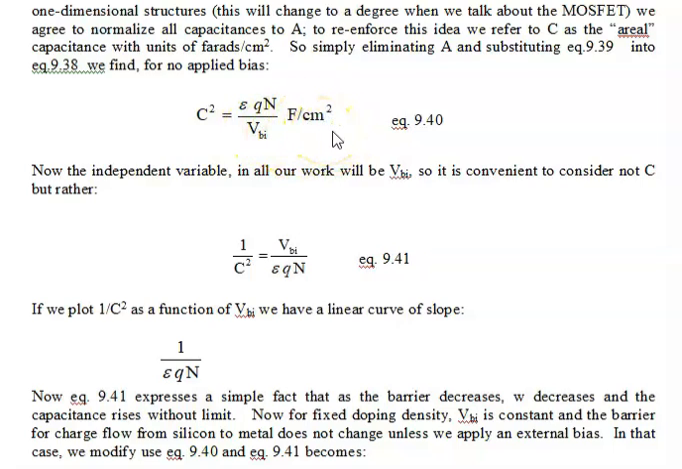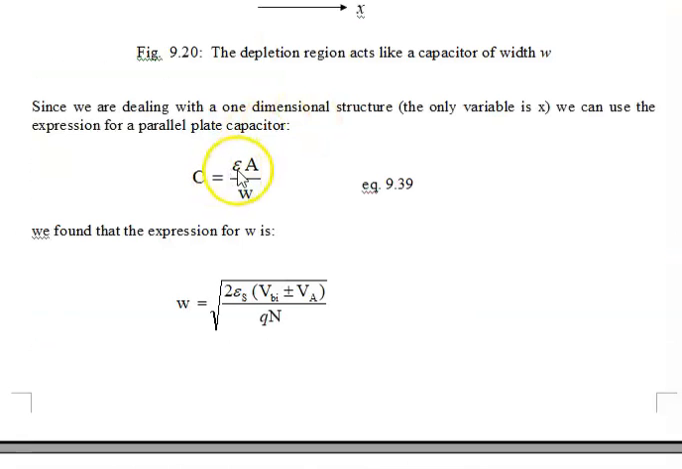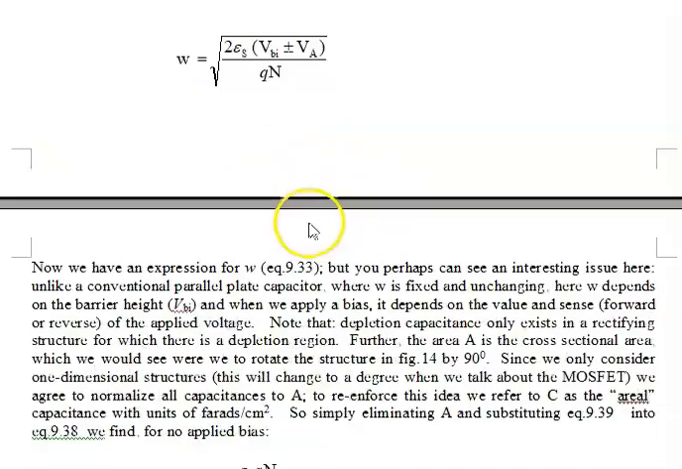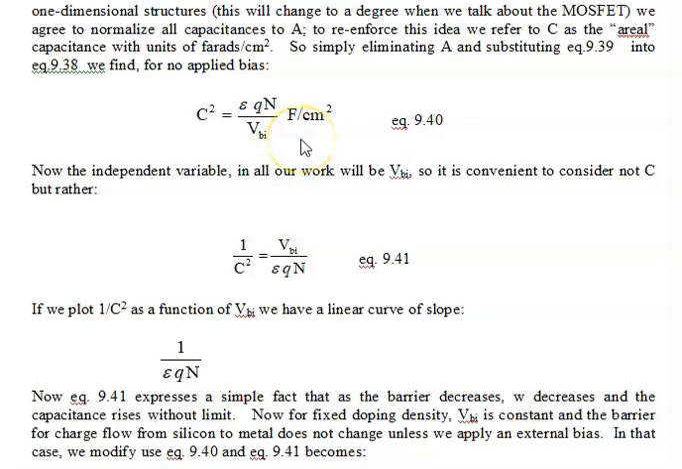Now, really, this should be farads per square centimeter all squared, but I'm being a little bit sloppy here. The important point is that the capacitance in a depletion region capacitance is not the normal capacitance, permittivity area over W, but we shift out the area, so it becomes what we call an areal capacitance, and it's measured in farads per square meters, per square centimeters in our case.